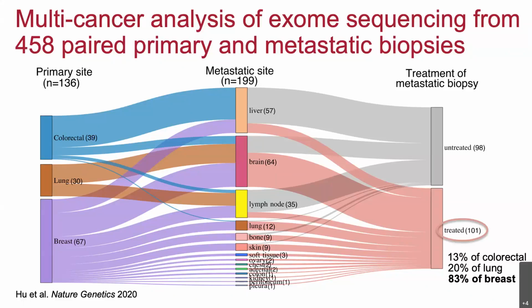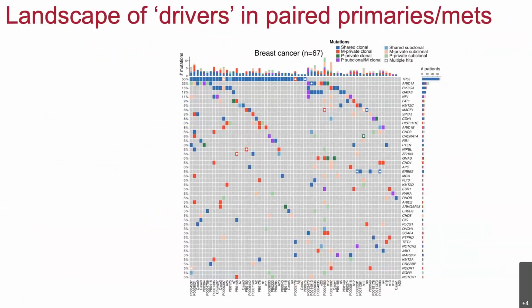One of the first questions we had with this data was, what's the prevalence of mutations that are unique to the metastasis? Part of this was motivated by the earlier studies that I showed you, where a number of metastasis-specific drivers were identified that were not found in unmatched primaries from TCGA, for example.